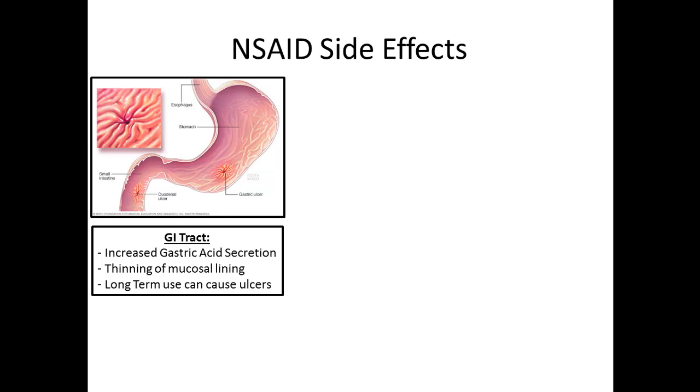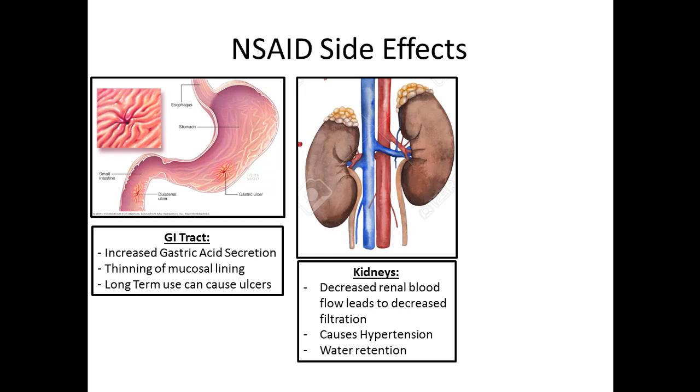bleeding anyways. And then the side effects on the kidneys by stopping that inflammatory cascade and decreasing blood flow to areas, one of the most vulnerable areas to decrease blood flow is the kidneys. And when the kidney isn't seeing enough blood flow, it tends to increase blood pressure. And so that's why NSAIDs cause increased blood pressure, which also in return increases sodium absorption and increases water retention. Again, these are problems more chronically.